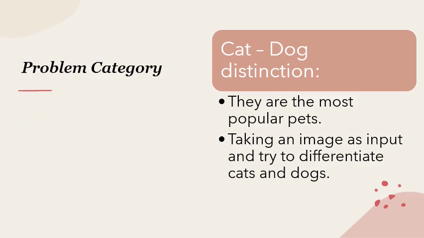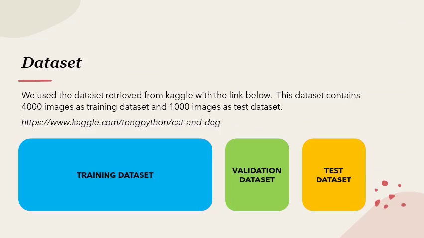So we define our problem as cat-dog distinction because they are the most popular pets. Our problem is taking an image as input and trying to differentiate cats and dogs. We use a dataset retrieved from kaggle.com, which contains 4K images as a training dataset and 1K images as a test dataset. As you can see here, we also have a validation dataset, which we take by splitting the test dataset into two.